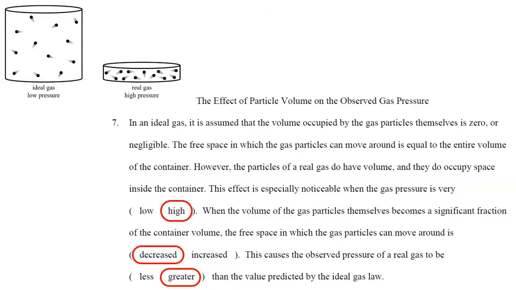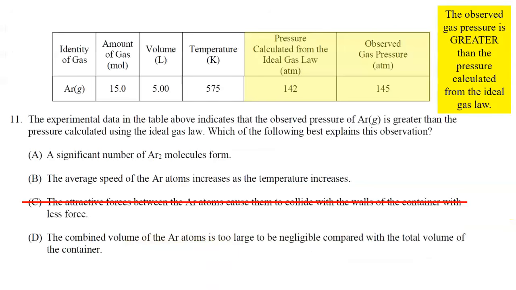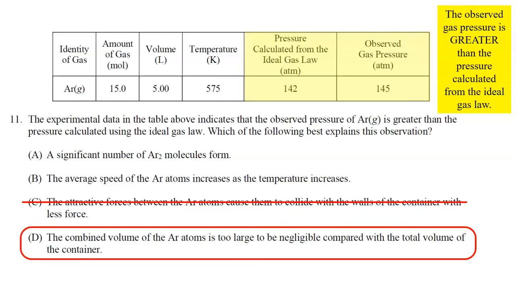So the fundamental explanation here for why the observed pressure is greater than that of the ideal gas law is because the volume of the gas particles becomes a significant fraction of the container volume. So that's the explanation that we're looking for that would explain why the observed pressure of argon gas is greater than the value predicted by the ideal gas law. So the correct answer to question 11 is choice D. The combined volume of the argon atoms is too large to be negligible compared with the total volume of the container. So the correct answer to question 11, which has to do with particle volumes, is choice D.